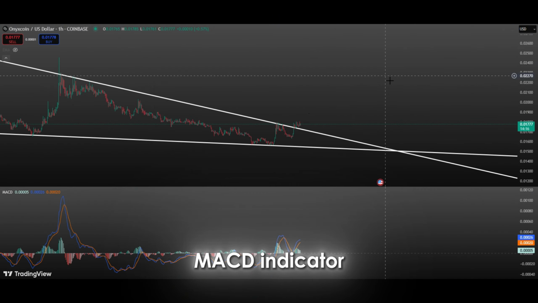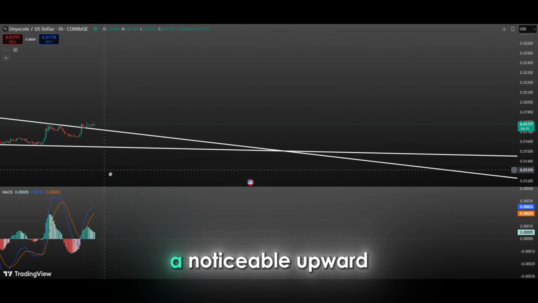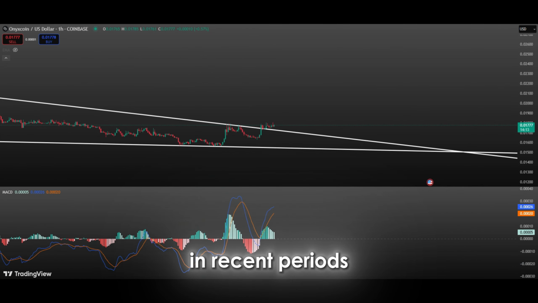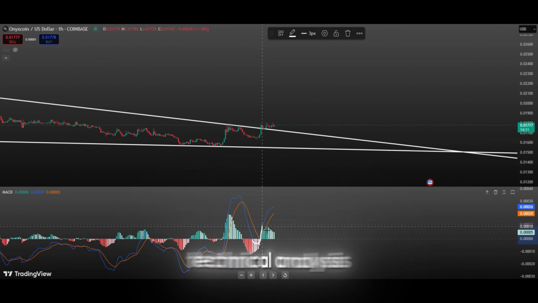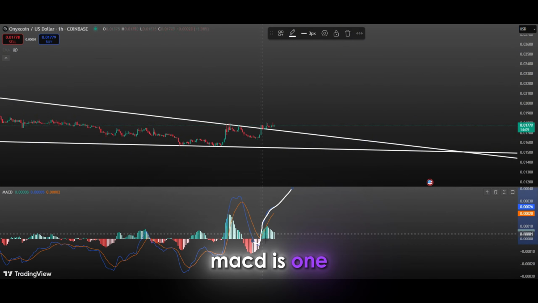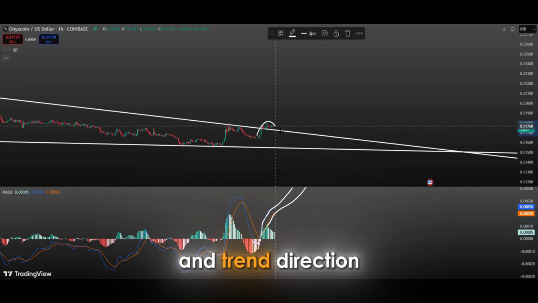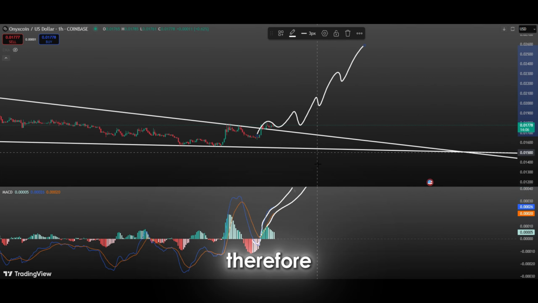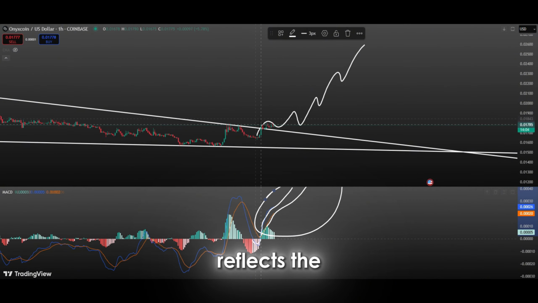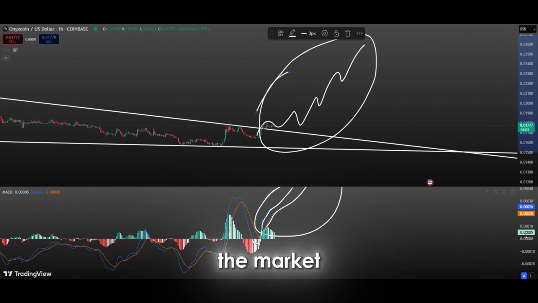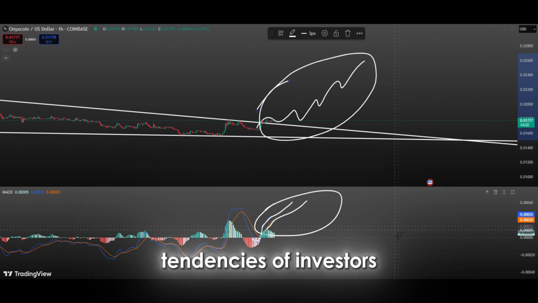When analyzing the MACD indicator, a noticeable upward momentum in the lines has become evident in recent periods. This can be interpreted as a very positive development in terms of technical analysis. MACD is one of the most reliable oscillators used to measure market momentum and trend direction. Therefore, the direction of the lines significantly reflects the internal dynamics of the market and the psychological tendencies of investors.